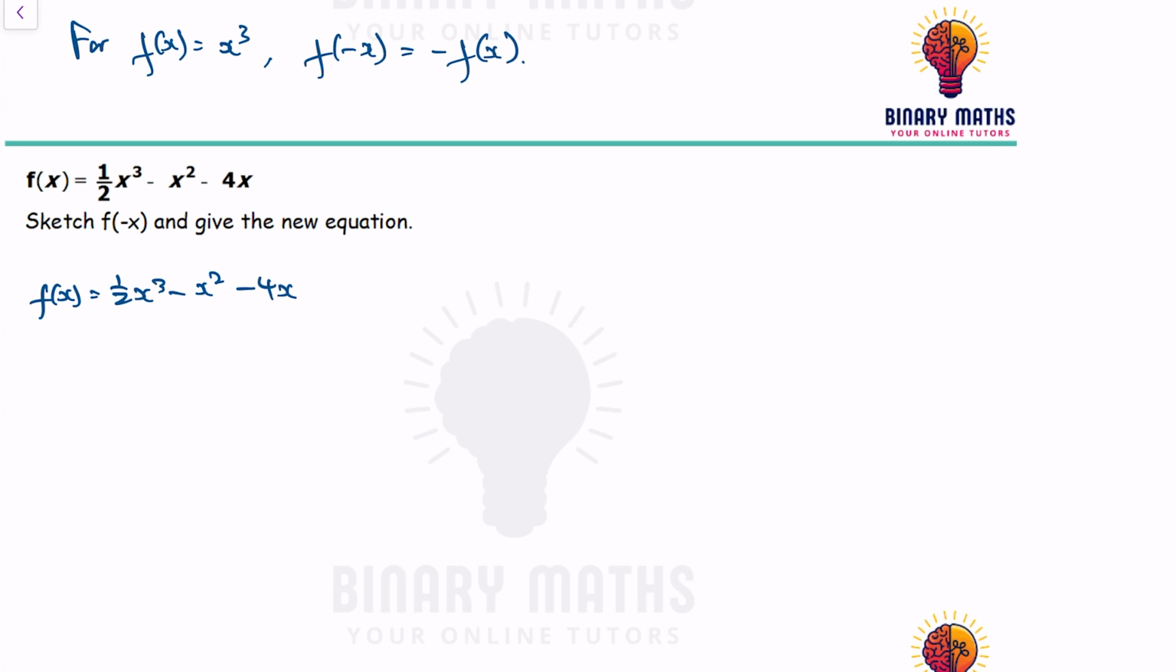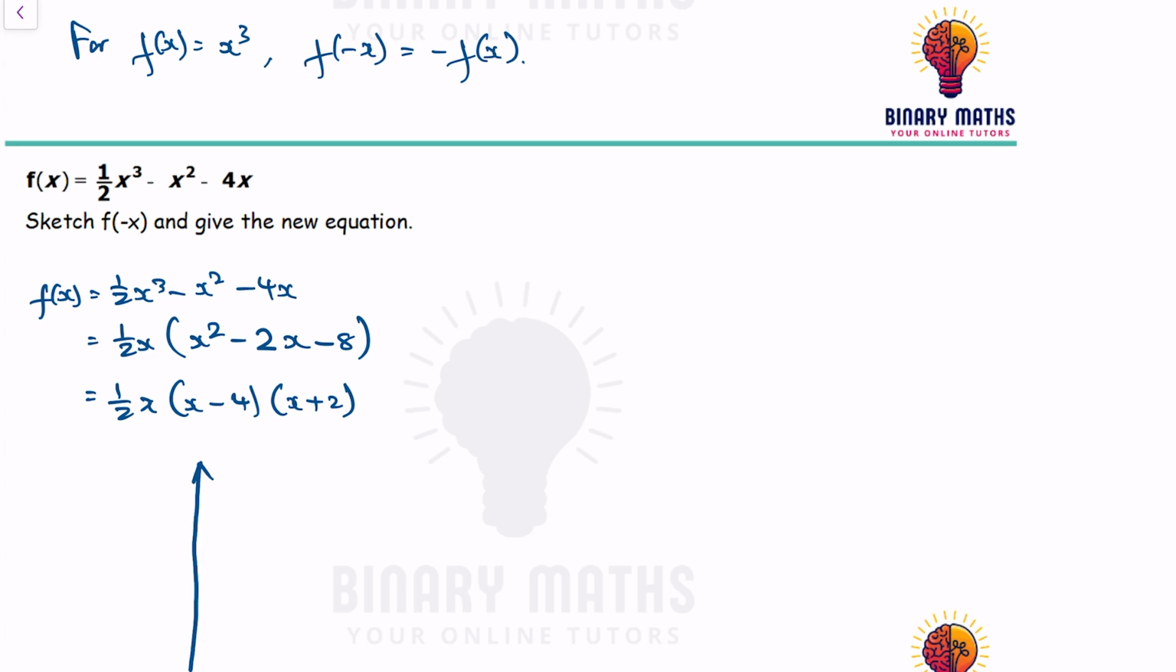If I factorize this out, I take the half x out, then I've got x squared, take away 4x. No, that's not right. Half times what gives me minus 1, so it must be minus 2x. And then half x times what gives me minus 4x, it must be negative 8. So if I factorize this out, I get half x times x minus 4 times x plus 2. So if I were to sketch f of x, it goes through the origin, it goes through negative 2, and it goes through 4. It's a positive cubic graph, so it looks like this. So this is y is equal to f of x.